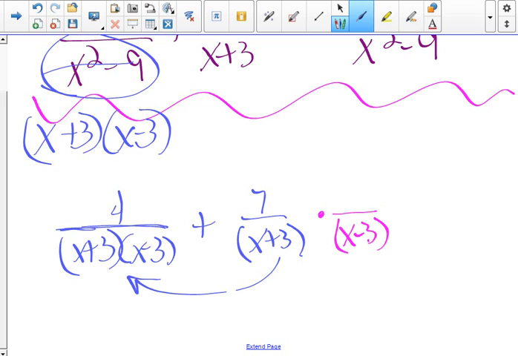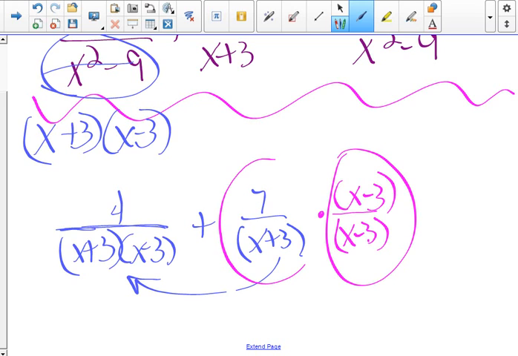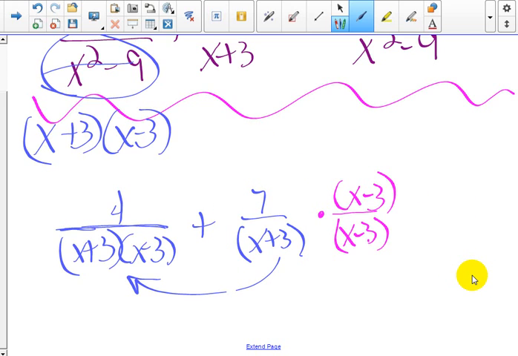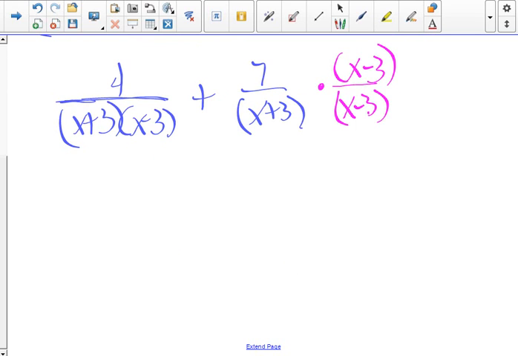And if I do that to the bottom, I have to do it to the top, because what did I do here? I just multiplied this by 1, because x minus 3 over x minus 3 is 1. So I multiplied our second fraction by 1, but I made 1 fit our needs to create a common denominator. Okay, so let's continue on.